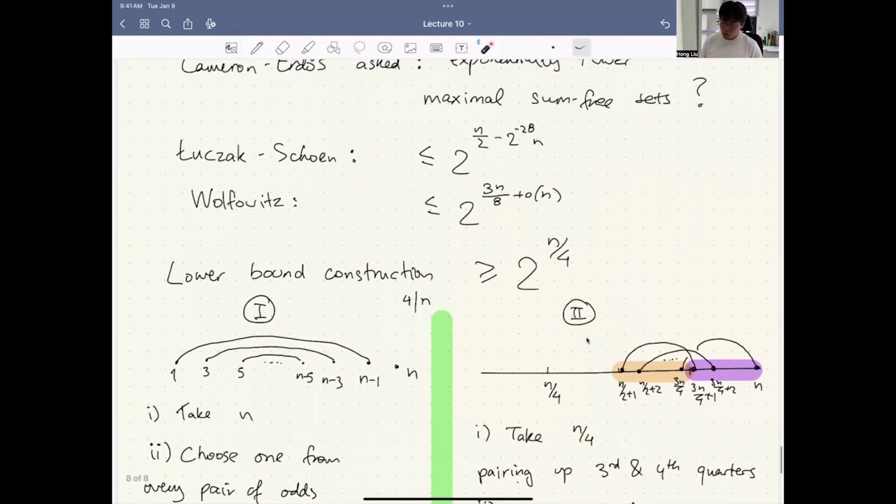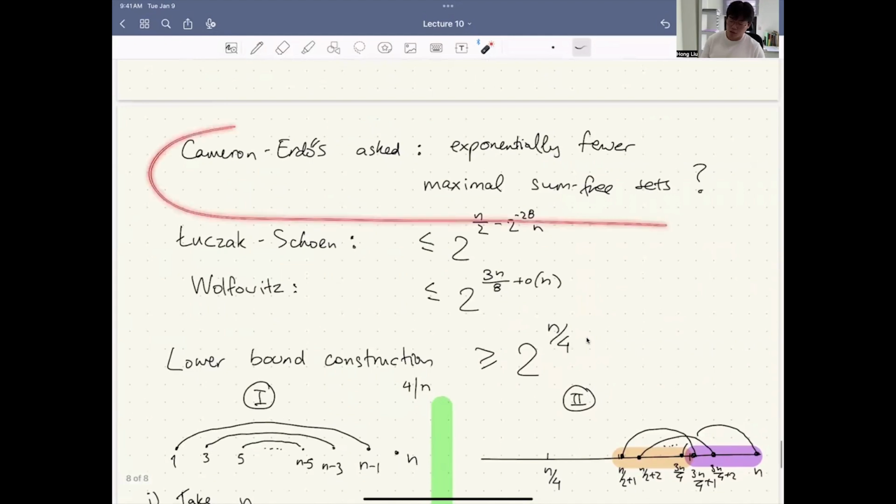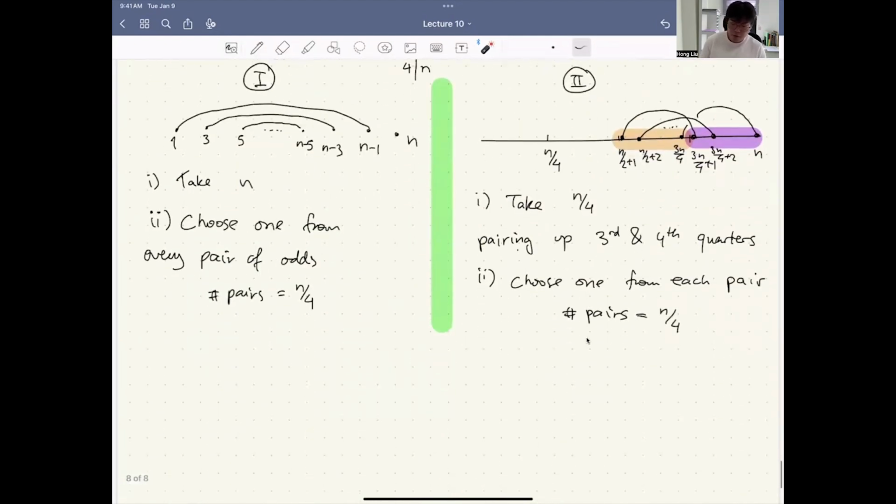So now if you look at the lower bound and upper bound, 0.25, 0.375, there's an exponential gap. This was closed by Balog, myself, Treglong and Sharif there. 10 years ago, we proved that this lower bound construction is optimal, in the sense that with an error term here, this upper bounds the number of maximal sum-free sets, which completely settles this problem. So, theorem.